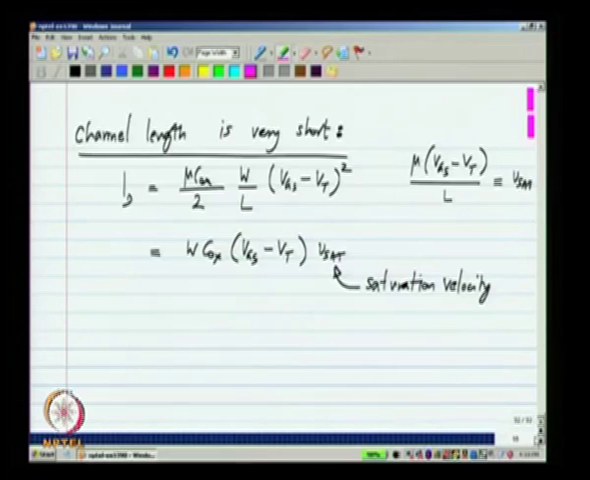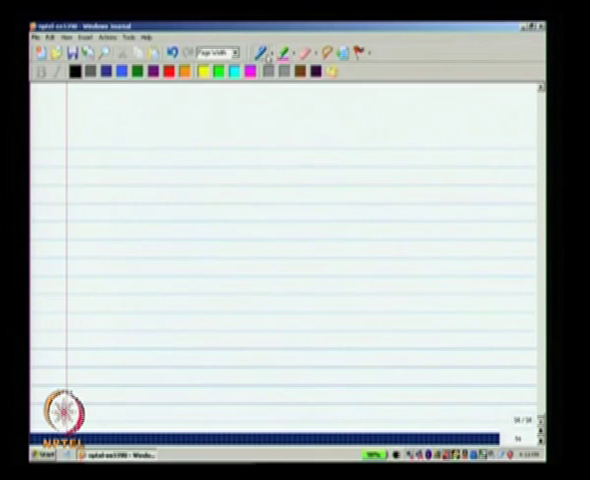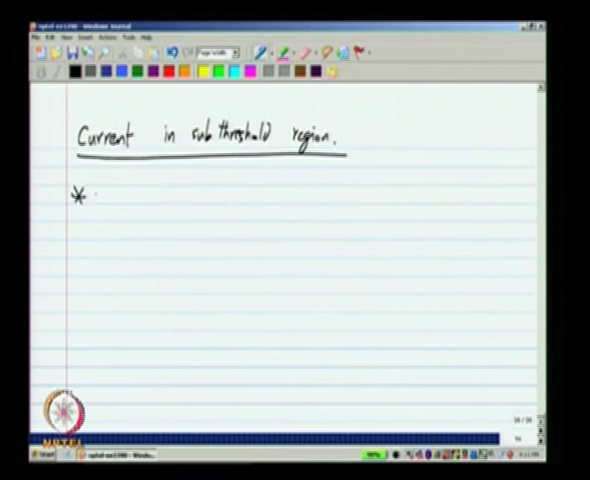So, this is one of the exercises, and the other exercise is to find out the current in subthreshold region. Okay. For this, what you do is plot ID versus VGS on a log scale.